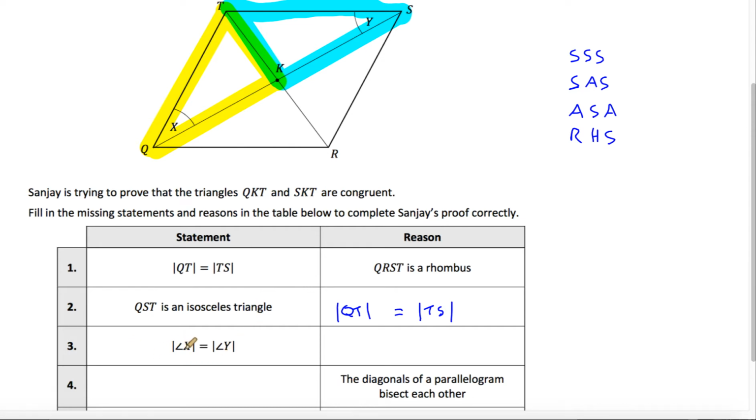Statement 3, the size of the angle X is equal to the size of the angle Y. And the reason for that is that it's an isosceles triangle. The base angles of the same isosceles triangle, if those two sides, TS and QT, are the same, well then the angles, the base angles, X and Y, must be the same. So the reason there is you could say that QTS is isosceles.